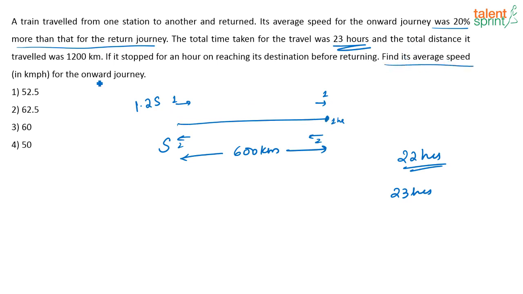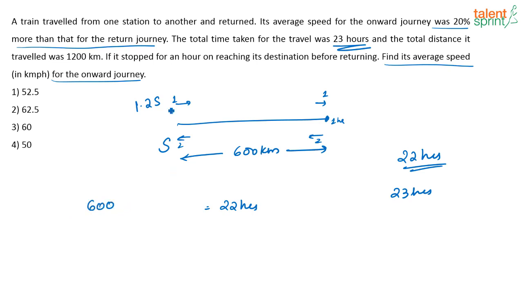Find its average speed for the onward journey. So how will you find that out? See, we know the total time taken now, right? Total time taken without the halt is 22 hours. Now what is this 22 equal to? This 22 is equal to the time taken for the onward journey plus the time taken for the return journey.